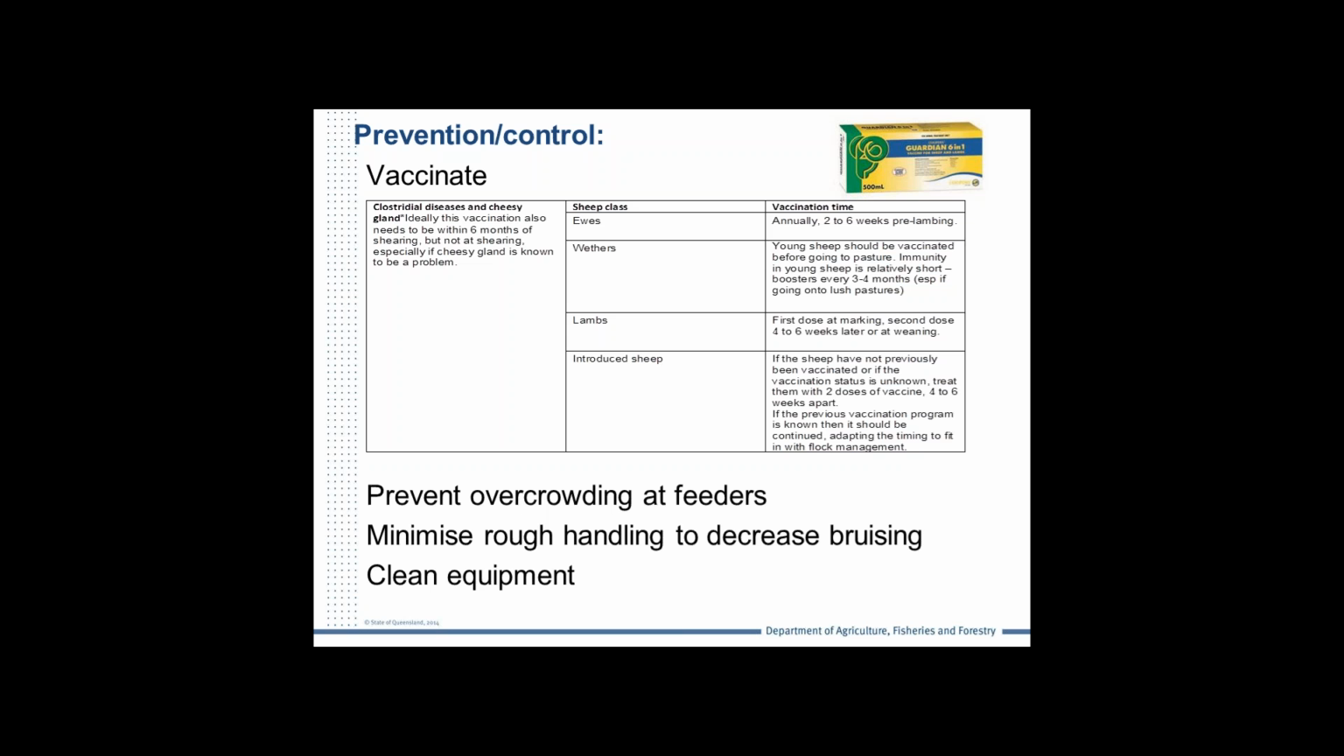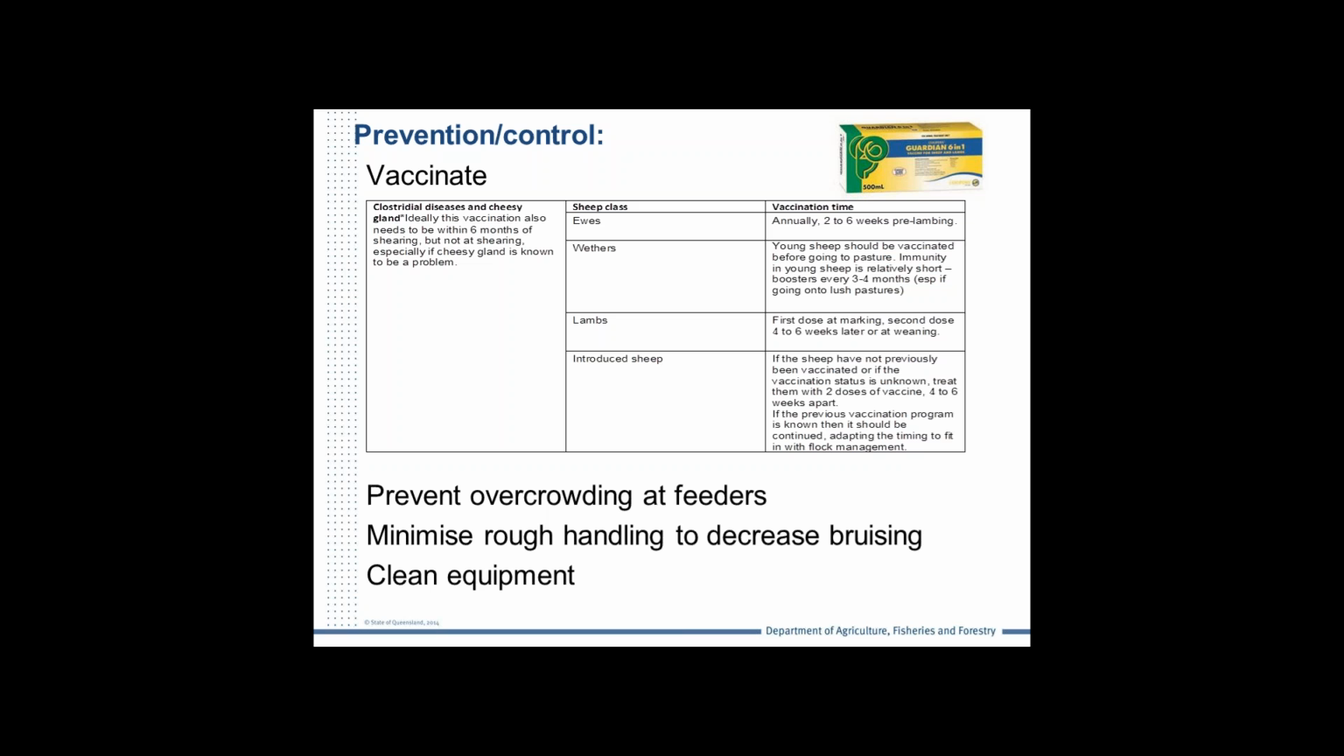With sheep, lambs should be vaccinated, again, 4 to 6 weeks apart at marking and weaning, and then given a yearly booster, 4 to 6 weeks before the period of greatest risk. And with ewes, vaccinate 2 to 6 weeks before lambing, and that'll provide protection for the ewe and the lamb. Anything coming onto the property, naive ewes, should be vaccinated as well.